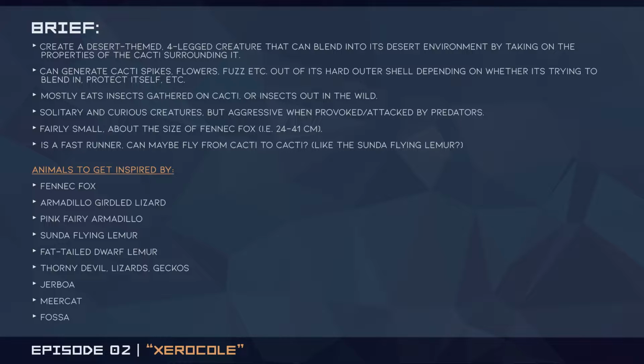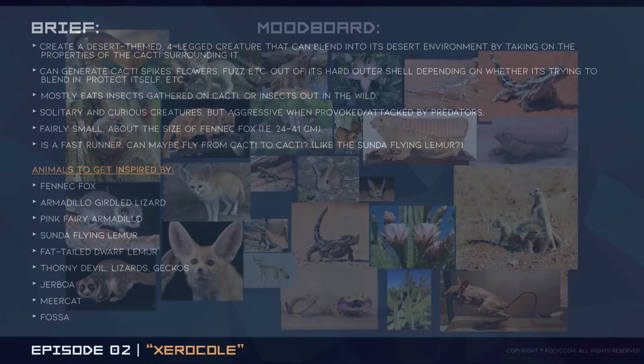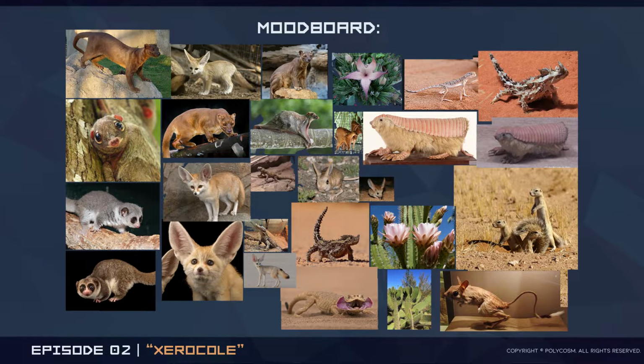We also wanted this creature to be a rodent-like animal, not some badass looking predator with giant claws and fangs or anything like that. It's just a very regular looking animal that relies on its speed and possibly its ability to camouflage to survive. And here's our mood board / reference board.